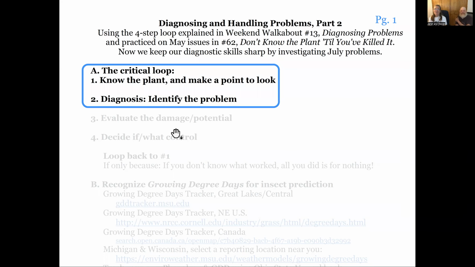Part 1 took us through the basics of diagnosing, which is a critical loop, starting with knowing what plant you're talking about. Know the plant. Know that it's a fir, not a pine. Know that it's a moonseed, not a bindweed. Then you can move to identifying the problem.